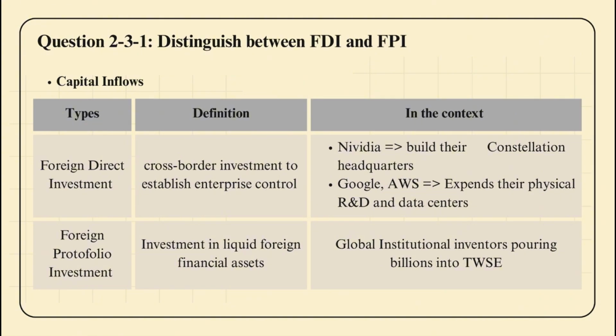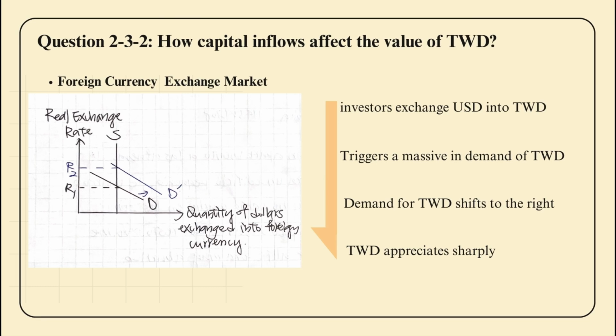As for the second part of question 3, how do capital inflows affect the value of the New Taiwan dollar? In the foreign exchange market, whether it is FDI or FPI, foreign investors have to trade massive amounts of US dollars for Taiwan dollars, and this triggers a right shift in the demand curve for the New Taiwan dollar. Simultaneously, with a fixed supply of the currency, this high demand caused the New Taiwan dollar to appreciate sharply. In other words, the Taiwan dollar becomes stronger.